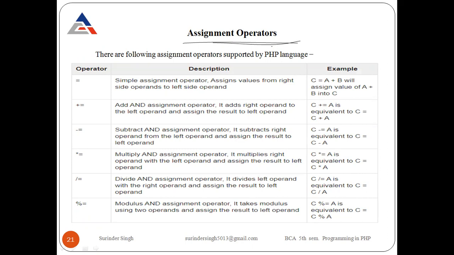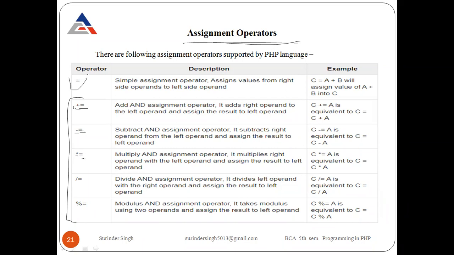Assignment operators. Here we have different types of assignments. These are the basic arithmetic assignments. In arithmetic assignment, as you have seen in C++ programming, we use arithmetic operators with the assignment operator. Like this: addition assignment, subtraction assignment, multiplication assignment.